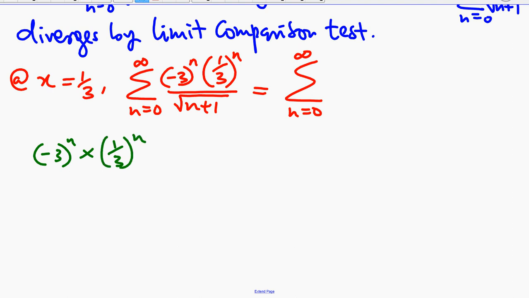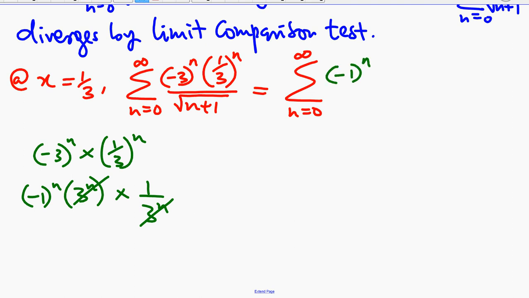that will be, you can factorize out negative 1 multiplied by 3 to power n multiplied by 1 over 3 to power n. And these guys will cancel. So you just end up with negative 1 to power n. So that will be negative 1 to power n over square root of n plus 1.